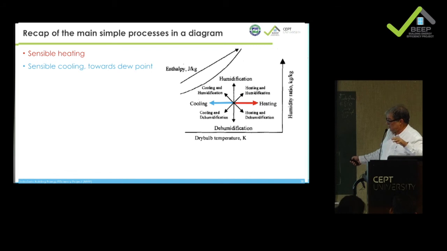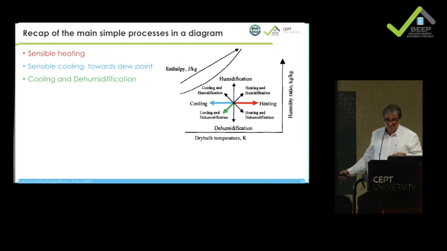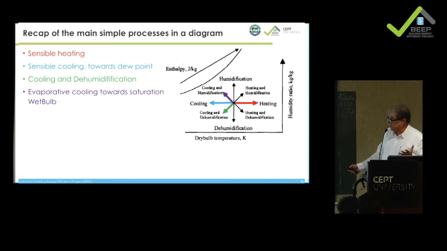That means for air at a given absolute humidity, if you cool sensibly up to the saturation level, you are reaching the dew point. So if you have a surface which is below this temperature, condensation will automatically start dropping on this surface. Then you have cooling and dehumidification. We have seen before it goes in this direction, to the left and also down, you can say. And then evaporative cooling is, on the contrary, going up along the enthalpy lines.